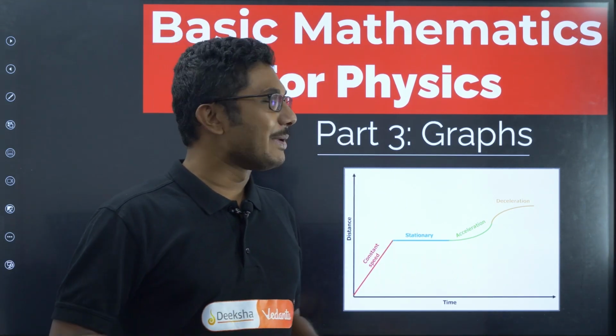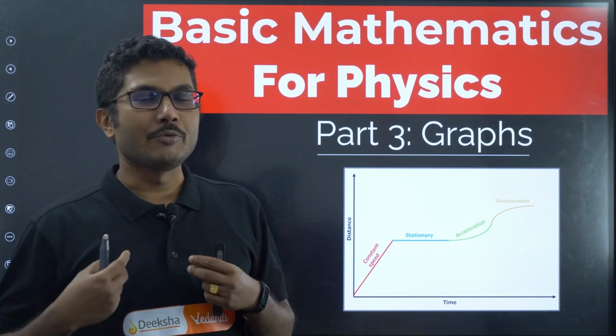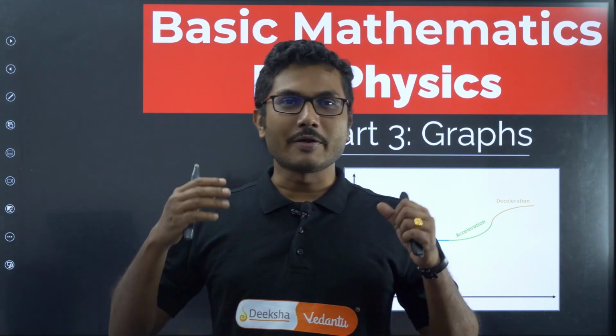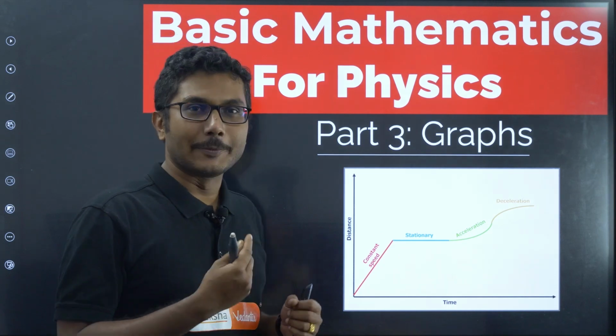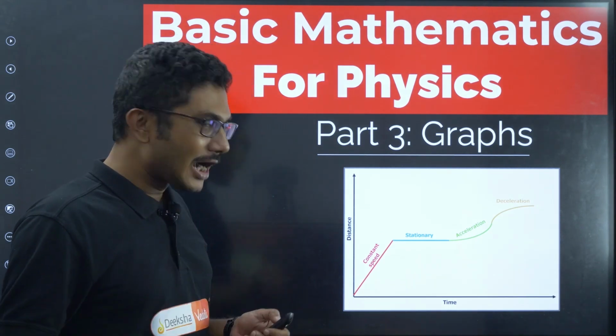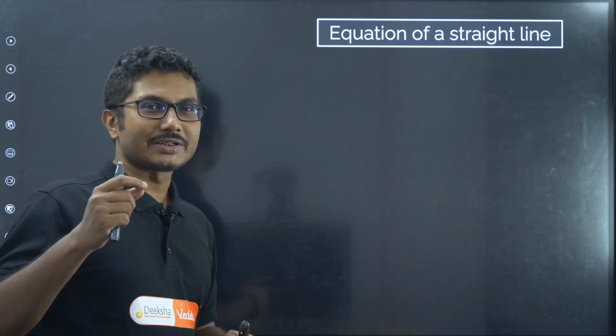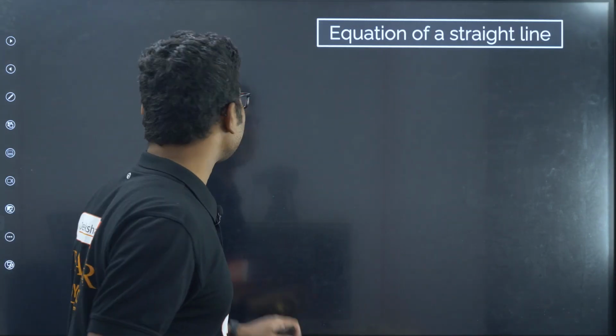Now today we are going to discuss graphs. So what is a graph? We will start with basic graphs, then we will move to different types of graphs that we draw. It is not very unknown to you, but still, let us start with something that you know, that is the equation of a straight line. So if I give you a straight line, how does a straight line look like?